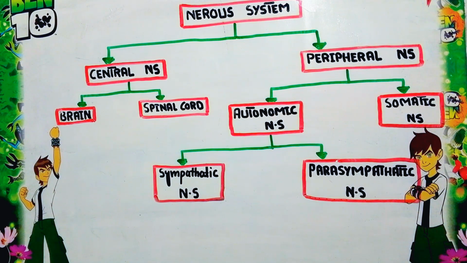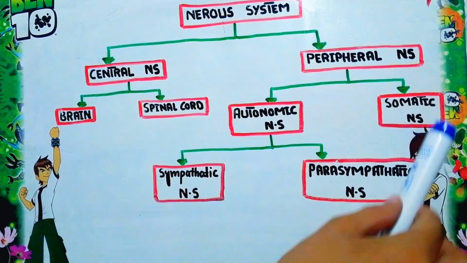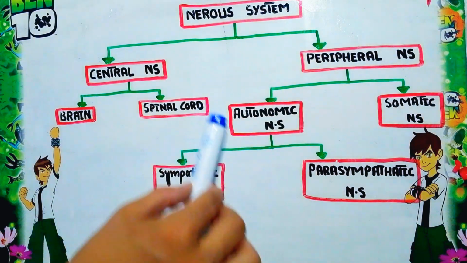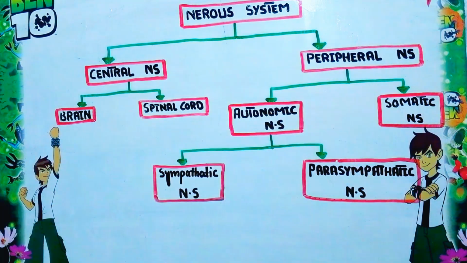Actually, they are the activities that are under our will, that we consciously control. Such types of activities are voluntary activities. Now, the system that controls the voluntary activity of the body is called the somatic nervous system. While what is the autonomic nervous system? Basically, the autonomic nervous system is the type of peripheral nervous system that controls the involuntary activity of our body.